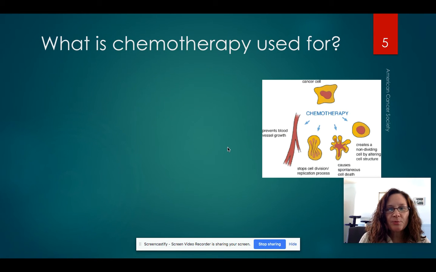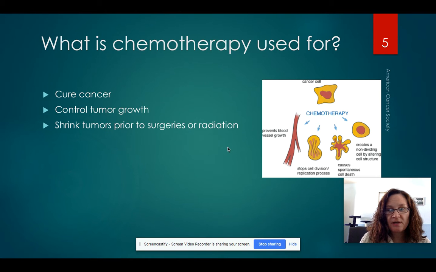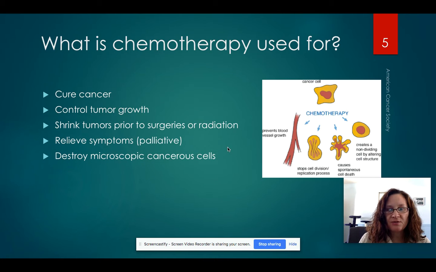So what is chemotherapy used for? To cure cancer, to control tumor growth, shrink tumors prior to surgery or radiation, relieve symptoms such as palliative care, and destroy microscopic cancer cells.